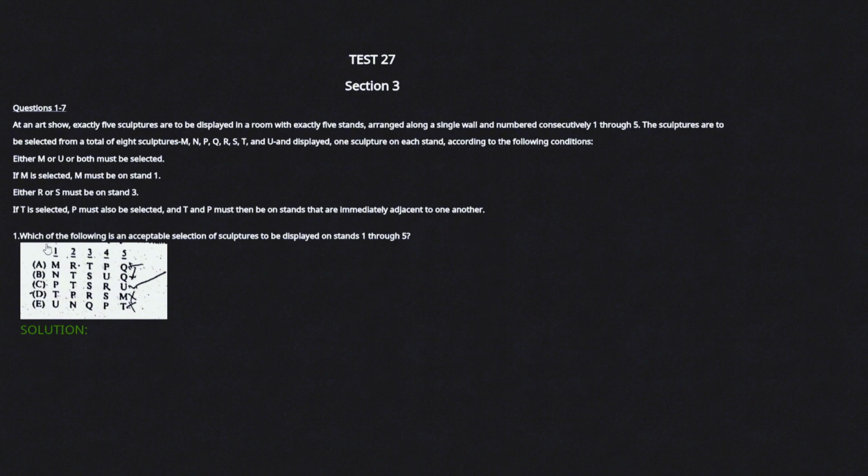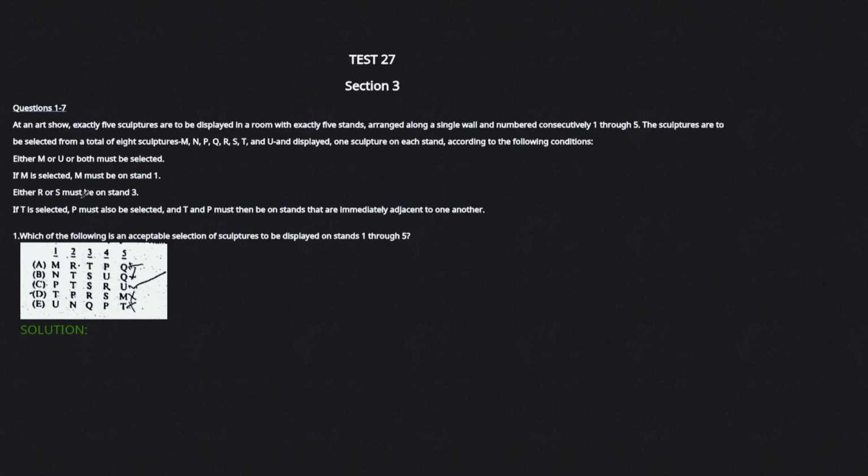The first question is, which of the following is an acceptable selection of sculptures to be displayed on stands 1 through 5? Okay, so we have our options. The first option is MRTPQ. So let's go over the conditions first. It says either M or U or both must be selected. So, okay, M is selected here, so this one's checked. If M is selected, M must be on stand 1. It is on stand 1, so it's checked.